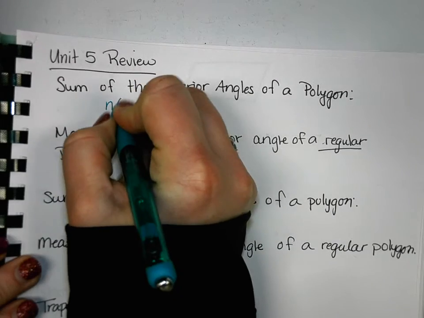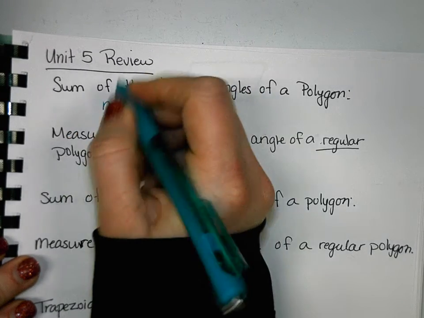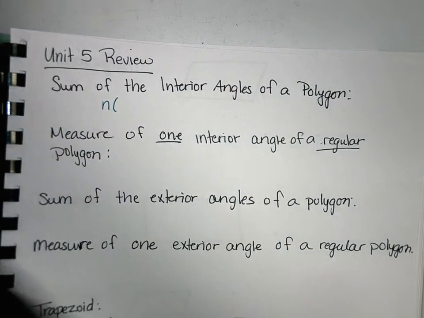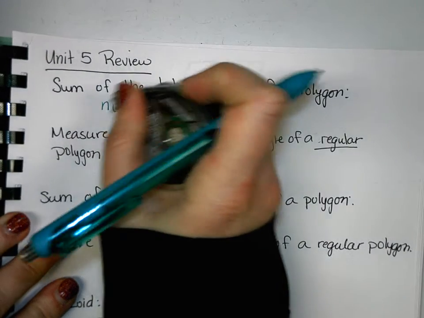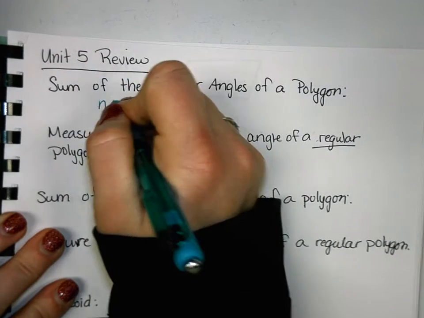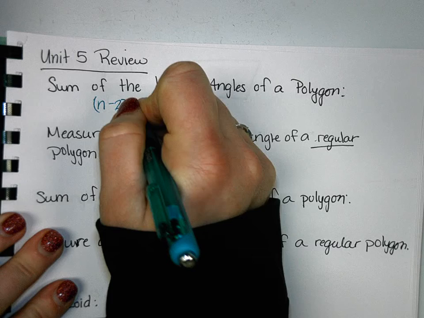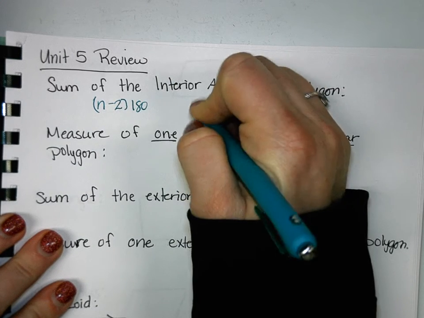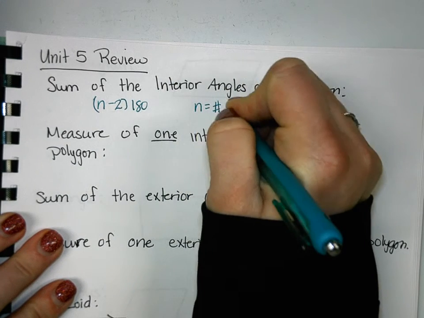600. Our formula is n minus 2 times 180, where n is equal to the number of sides.